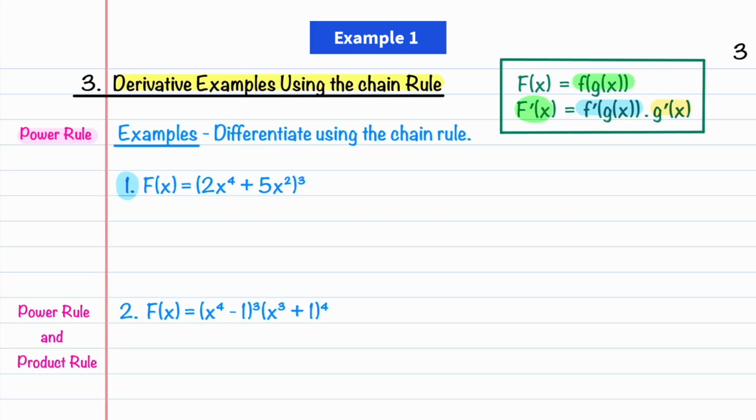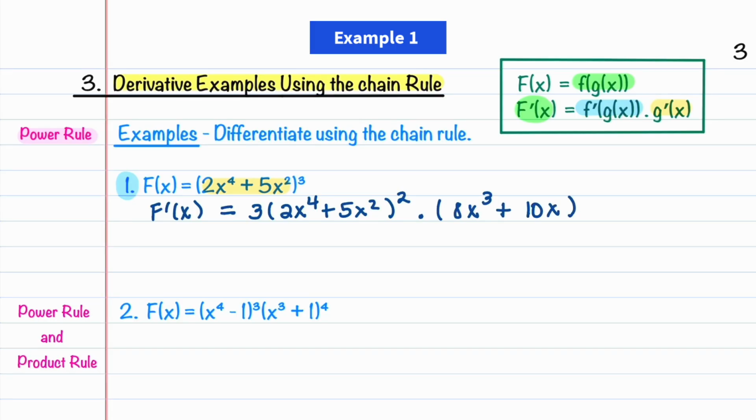Our derivative F prime of x is equal to the derivative of the outside function, so that's 3 times (2x to the 4th plus 5x squared), and then we subtract 1 from 3 and get 2, and then we're going to multiply that by the derivative of the inside function. And that derivative is 4 times 2 is 8, x cubed, plus 5 times 2 is 10, x.